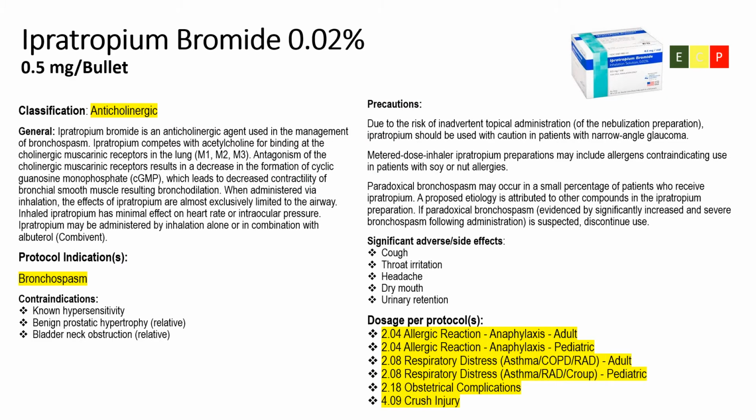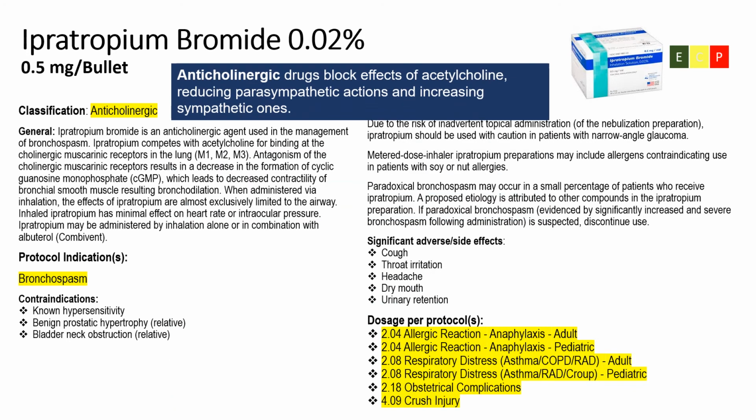Ipratropium bromide is not only fun to say, but it is an anticholinergic. An anticholinergic drug blocks the effect of acetylcholine, reducing parasympathetic actions and increases sympathetic ones. Wow, it's a lot of big words there. But let's talk about the process of an asthma attack. You have bronchoconstriction. When you are faced with an allergen, what does your bronchi want to do? Open up and let more in? No, of course not. It wants to constrict and keep as much of that allergen out as it can.